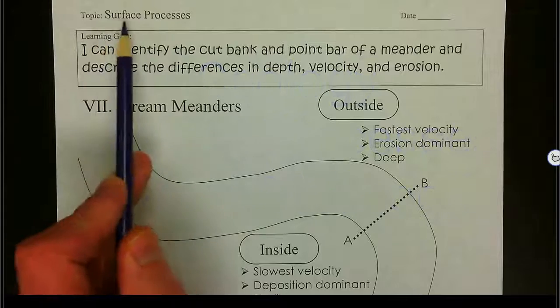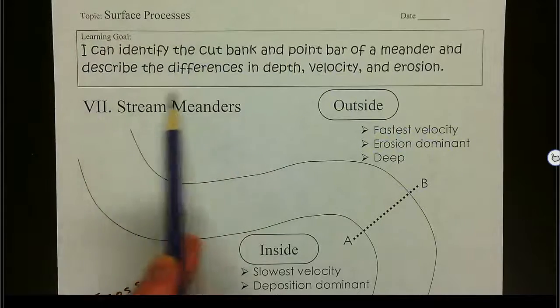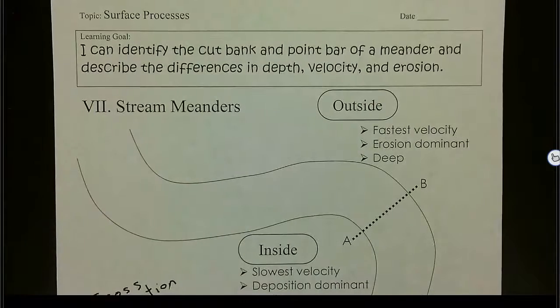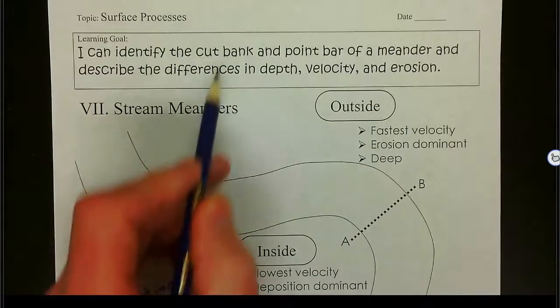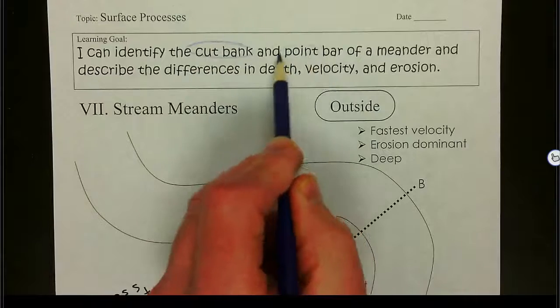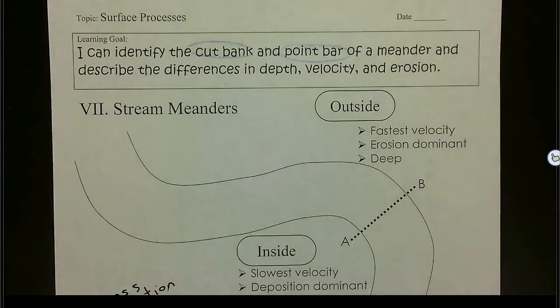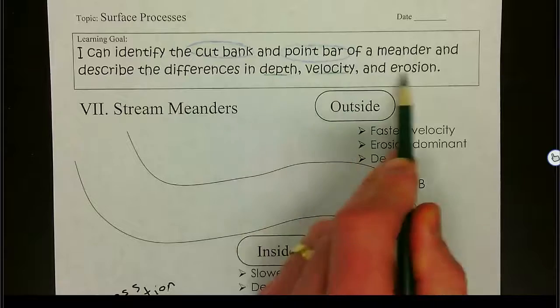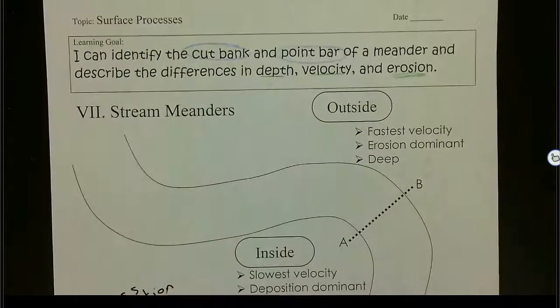Here we are still on our topic of surface processes. We're going to focus on stream meanders today. This is on page 45 of your green notebook. Our learning goal is to identify parts of a stream meander, the cut bank and the point bar. Specifically, we're going to focus on the differences in depth, velocity, and erosion at those 2 points.